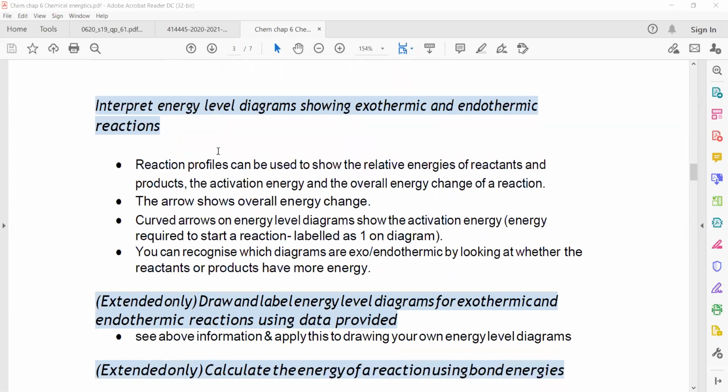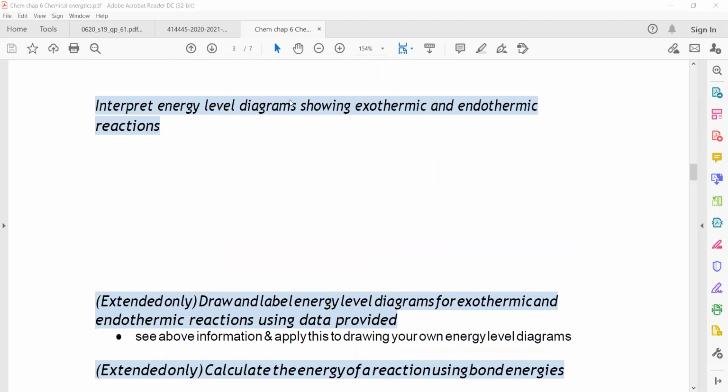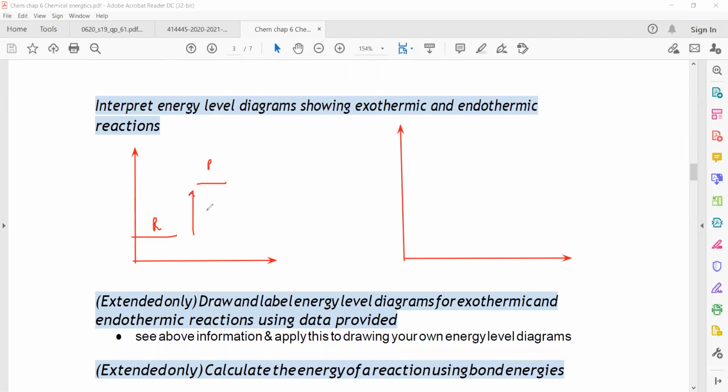Then the energy level diagram for endothermic and exothermic reactions. The energy level diagram shows the energy of the particles. So when you draw an energy level diagram for reactant and product, in terms of energy of particles, in endothermic reactions the reactant has low energy and the product has high energy. The difference between them is called the energy change, which will always be positive.